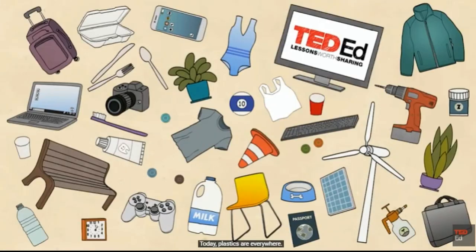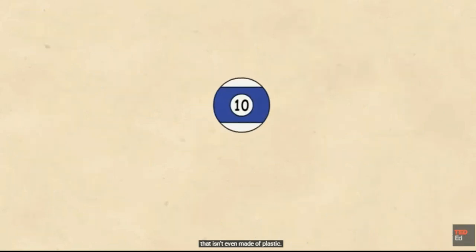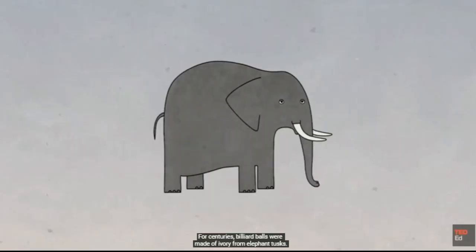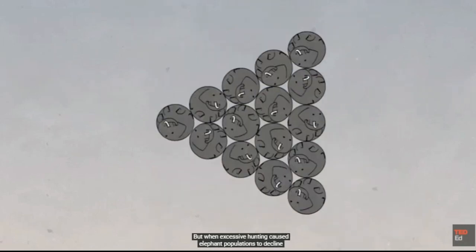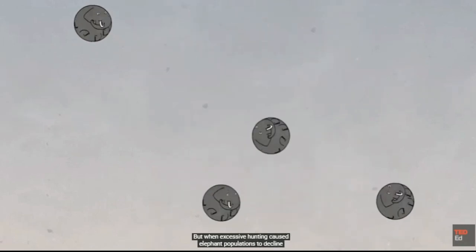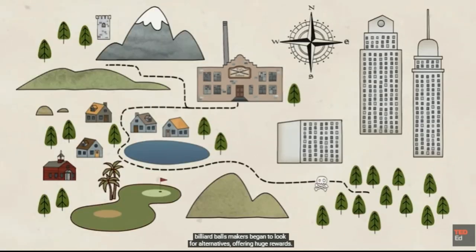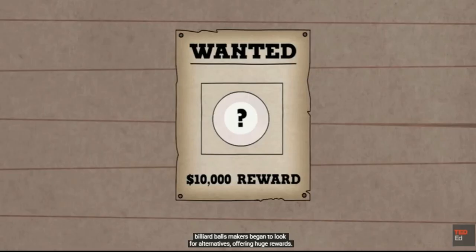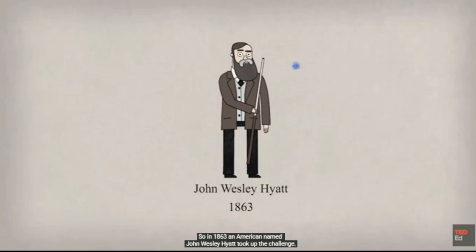Today, plastics are everywhere. All of this plastic originated from one small object that isn't even made of plastic. For centuries, billiard balls were made of ivory from elephant tusks. But when excessive hunting caused elephant populations to decline in the 19th century, billiard ball makers began to look for alternatives, offering huge rewards. So, in 1863, an American named John Wesley Hyatt took up the challenge.